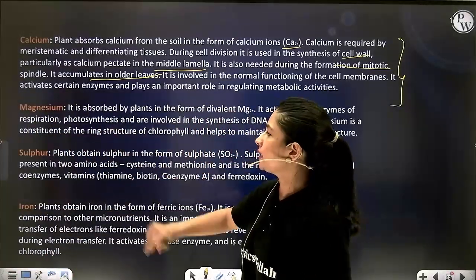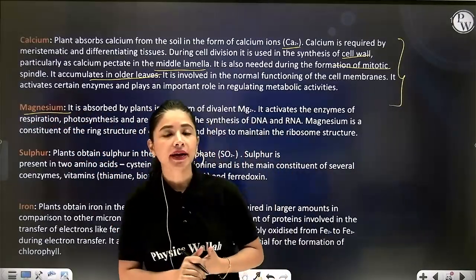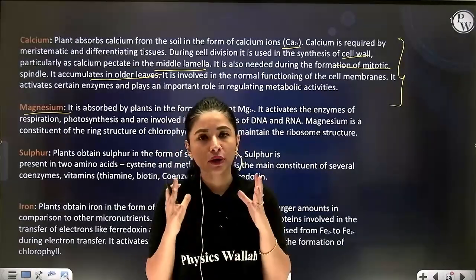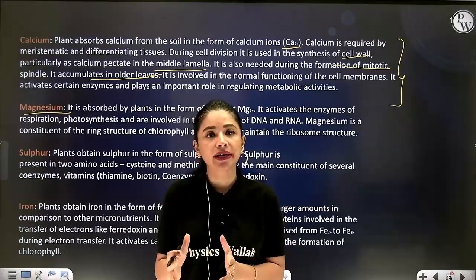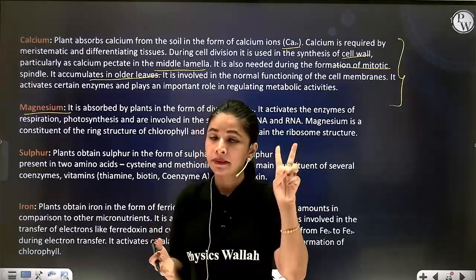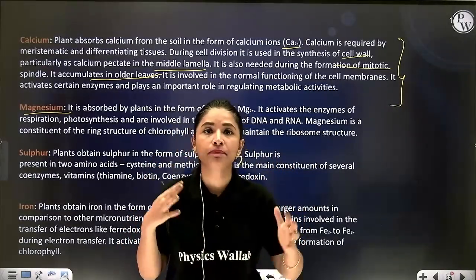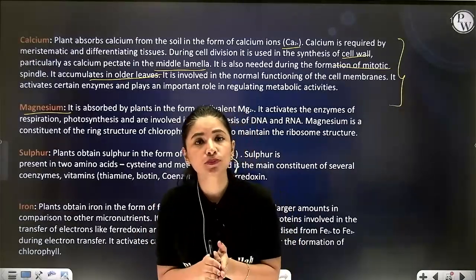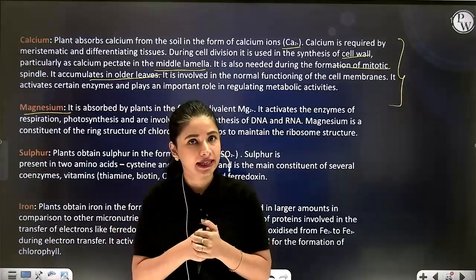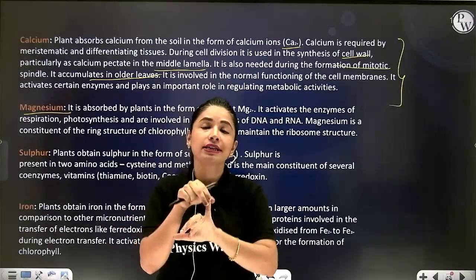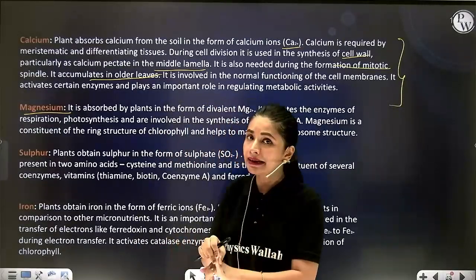Now, moving ahead with the next important macro essential element, magnesium. My dear students, magnesium is also required in excess amount. It is one of the macro elements which is absorbed from the soil in the form of magnesium ion, first thing. Second, it is the activator of various important enzymes like rubisco and peptidase. Magnesium is also responsible for maintaining the structure of ribosome assembly during the process of translation. Two important functions. Next important function, magnesium also plays a role during DNA replication.